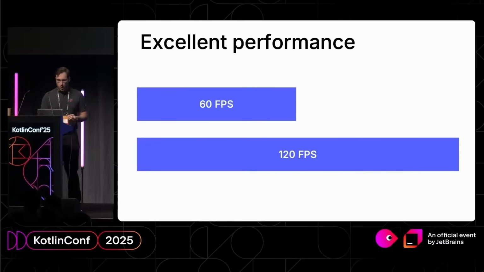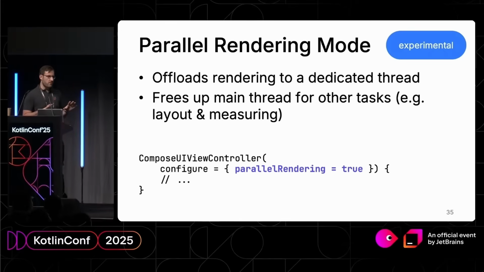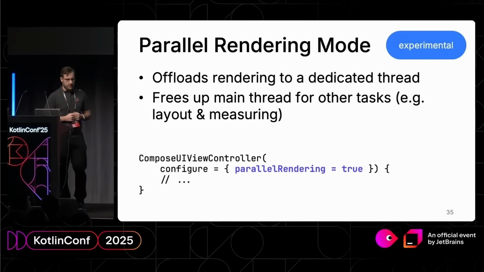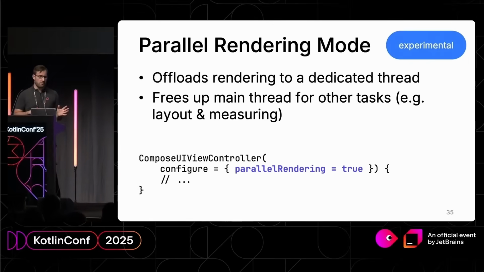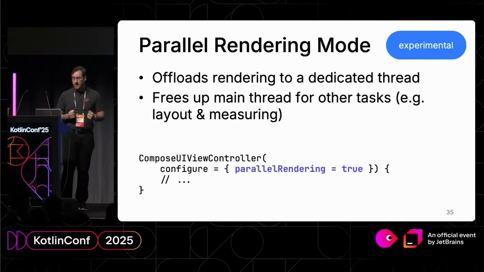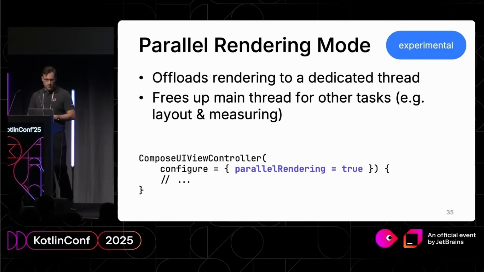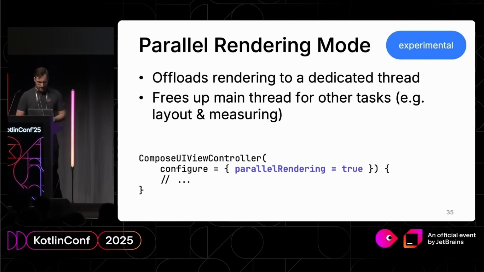We're currently working on a new parallel rendering mode that's currently experimental, but essentially the idea is that rather than rendering your UI and doing all that drawing stuff on the main thread, we actually have a dedicated render thread, which means that your main thread is actually free to do other things like compute more complex layouts, do measuring, all these kind of things. You can currently enable it using the parallel rendering equals true flag in your Compose UI view controller, so you can just turn that on, and we would be more than excited to get your feedback about this stuff as well.